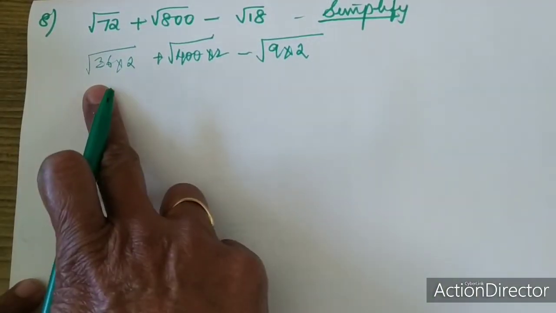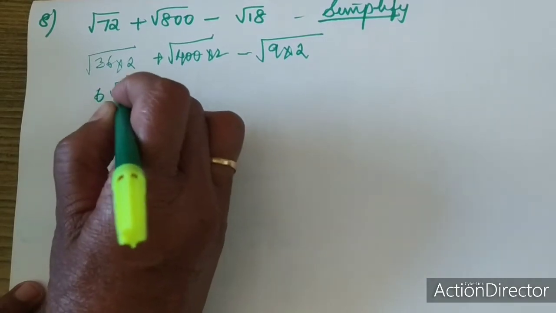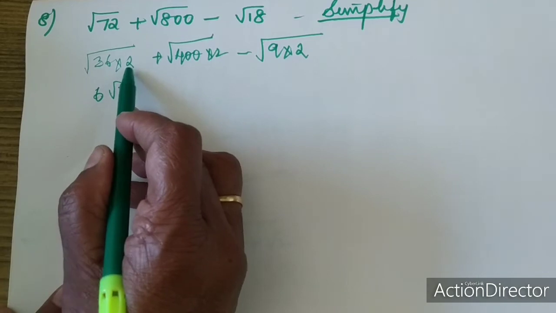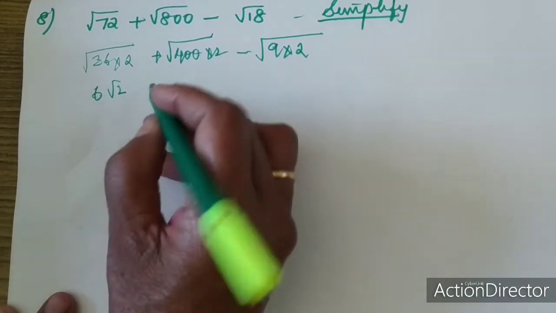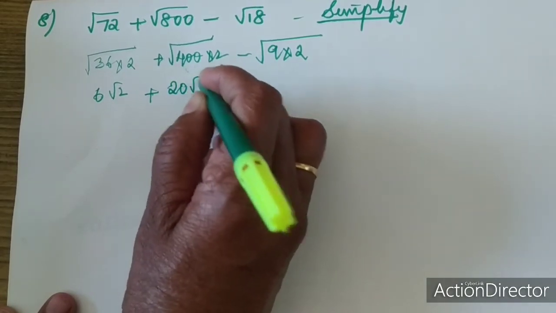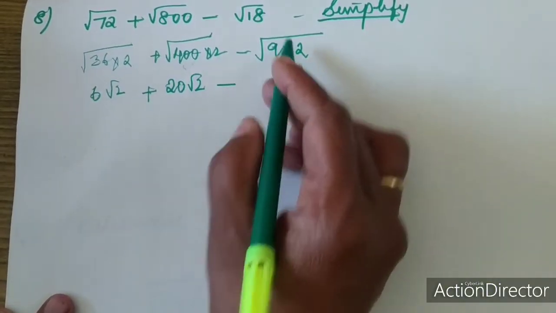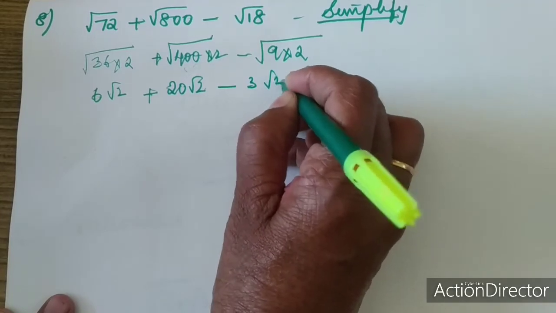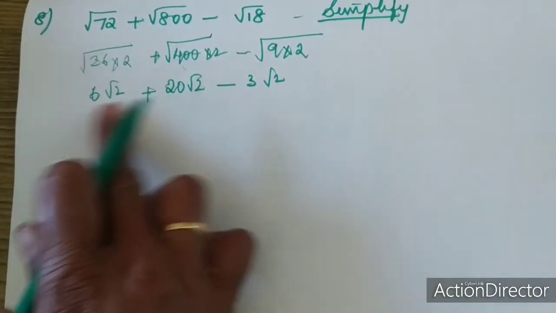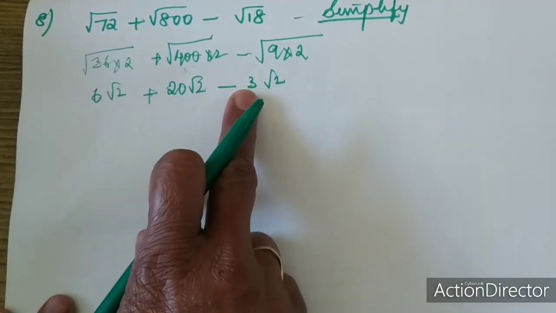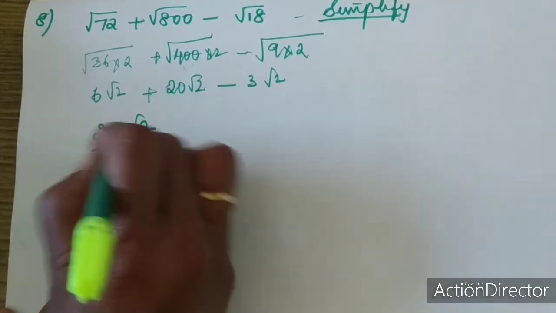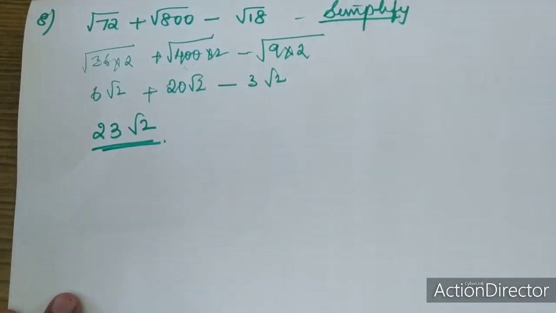So the square root of 36 is 6, √2. Since this is not having any pair, I have to keep it inside the root. So 6√2 plus square root of 400 is 20√2 minus square root of 9 is 3√2. So now you can simplify. 20 plus 6 is 26, 26 minus 3 is 23. So my answer is 23√2.